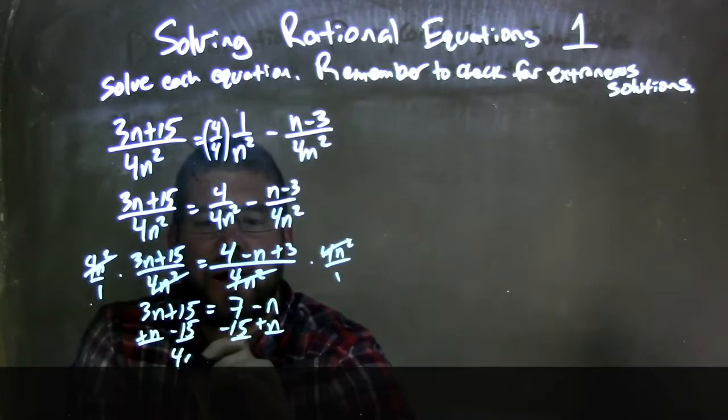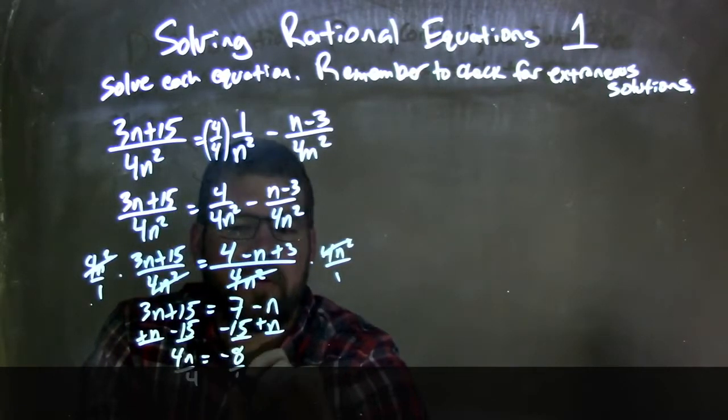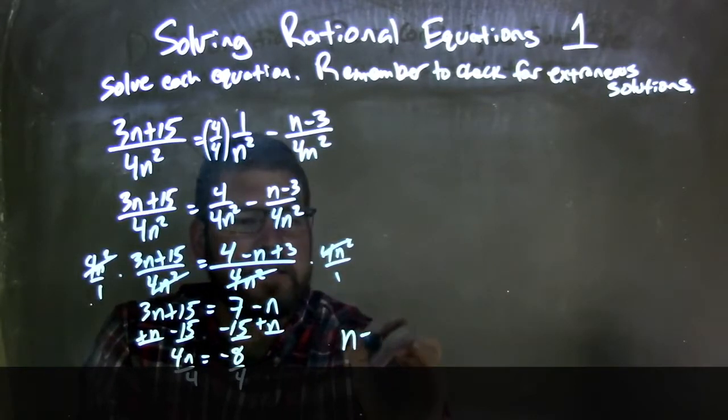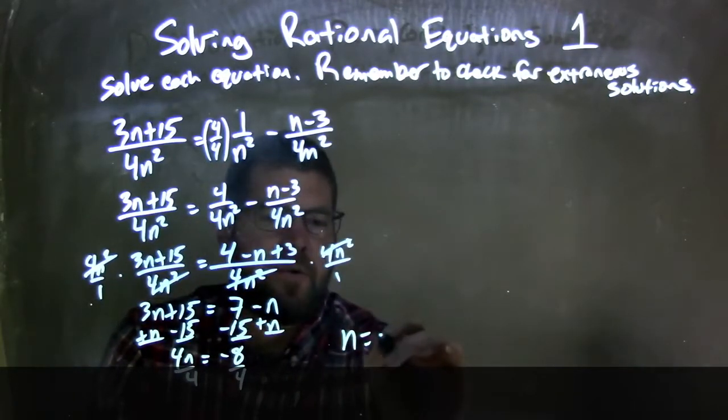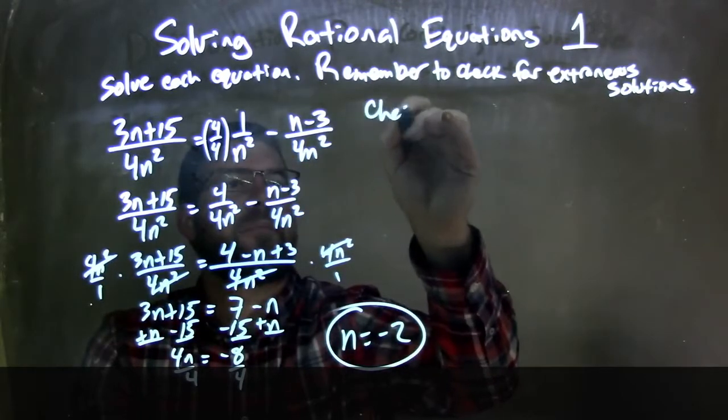That leaves me with 4n on the left, and on the right a negative 8, so when I divide by 4 to both sides, I'm left with my final answer, which is n equals negative 8 divided by 4, which is negative 2. Okay? So now I need to check that.